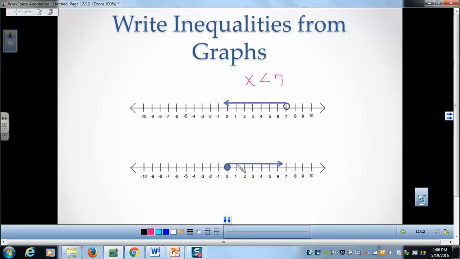When I come down here, I have x and I have 0. Once again, I can see all my numbers here are to the right. 1, 2, 3, 4, 5, 6, 7. Those are all bigger than 0. So x has to be greater than 0. And then I see, oh, we have a solid circle. So that means we want to include 0. So x can be equal to as well. So we have greater than or equal to 0. And so that would be my final answer.